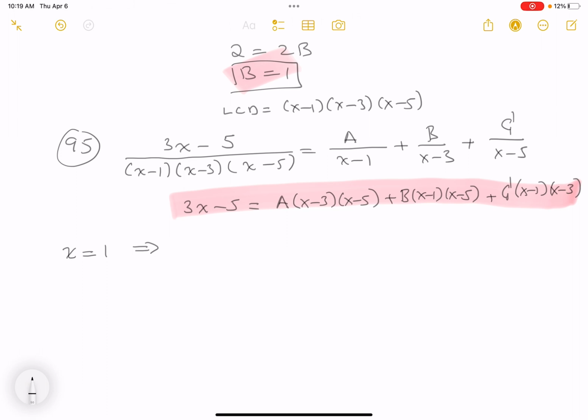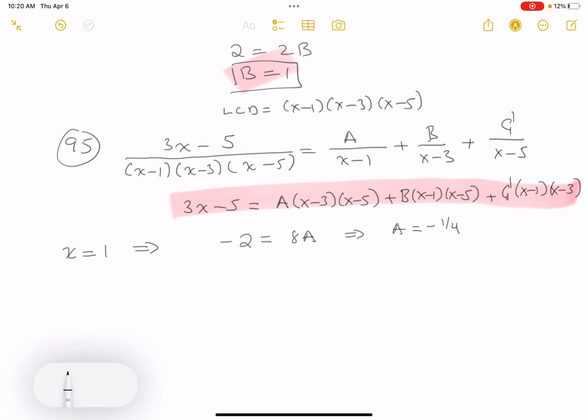What do you get? On the left side, if x is 1, you get minus 2. On the right side, you would get minus 2 times minus 4, which is going to be 8a. Let me just make sure I did that right. 1 minus 3 is minus 2, and 1 minus 5 is minus 4. So minus 2 times minus 4 is 8. The other 2 terms disappear, by the way. Do I know what a is? I do. A is going to be minus 2/8, which is minus 1/4.